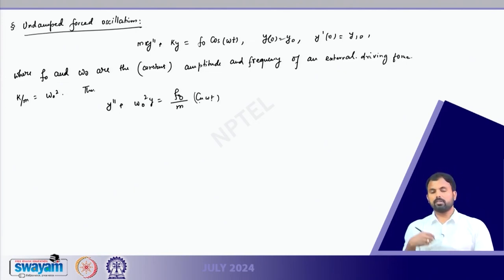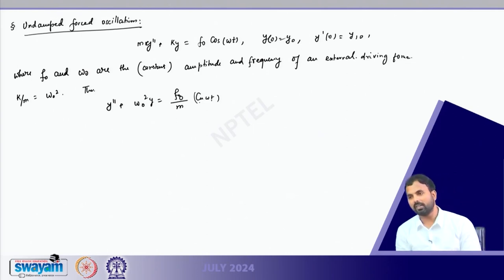Right. So, this is the equation of motion for the undamped forced oscillation. Undamped forced oscillation is similar to the undamped unforced, or free, oscillation. There we had f equal to 0 simply. If f equals 0, then you have free oscillations. Here we have f not equal to 0.